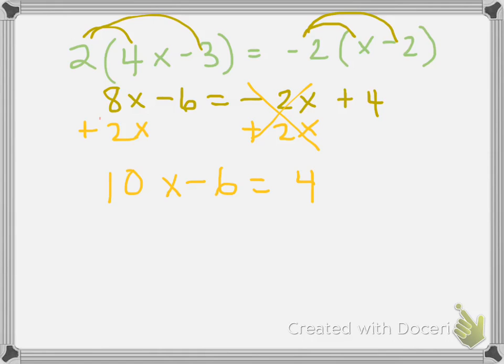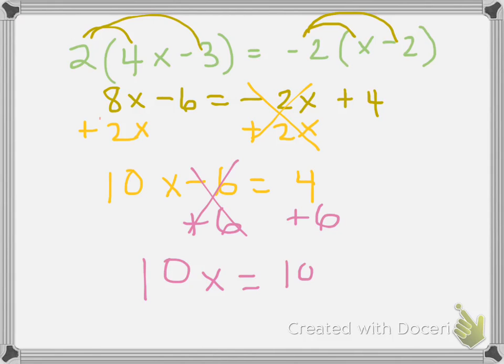Now I want to go ahead and combine my constants. My constants are negative 6 and 4. They're on opposite sides of the equal sign, so I need to use inverse operations to move the 6. I'm going to add 6 on both sides, because before I was subtracting 6. That leaves me with 10x plus 0 equals 10.